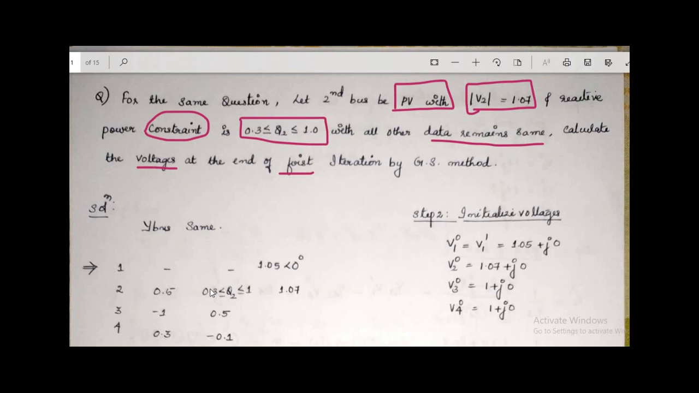And this is our question, and here was our modification. The magnitude of the voltage is specified as 1.07. Our second step is initialization of bus voltage, and this is how we initialized it. The slack bus voltage was given as 1.05 and angle 0. The second bus is a generator bus, so magnitude is given as 1.07, angle is not given, so we assumed it as 0. Third bus and fourth bus are load buses, where we assumed the magnitude as 1 and the angle as 0.